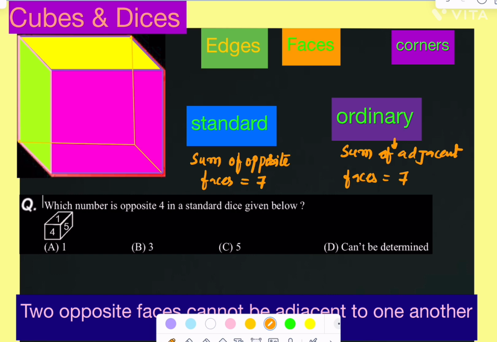Now in the cube case, generally how many edges are there, how many faces are there, how many corners are there? We'll check it. Edges means the boundary lines. How many edges are there here? If I take this top square, there are 4 edges in the top, and in the bottom also 4 edges are there. This is one edge, this is one edge, and this is one edge.